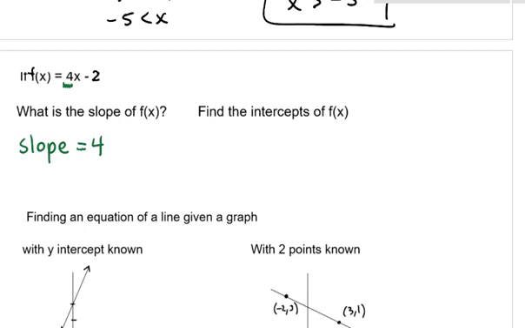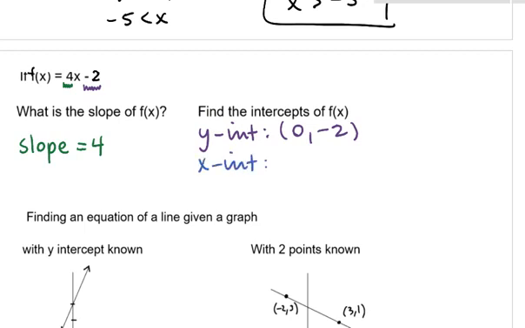The intercepts. Well, the y-intercept is right here. That's going to be negative 2. But if I want the coordinates of it, I'll say x is 0 and y is negative 2.